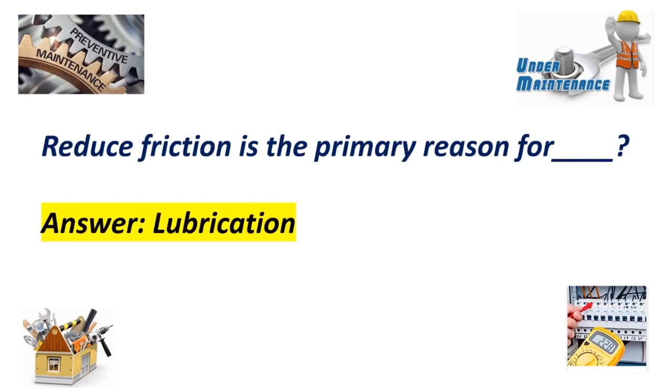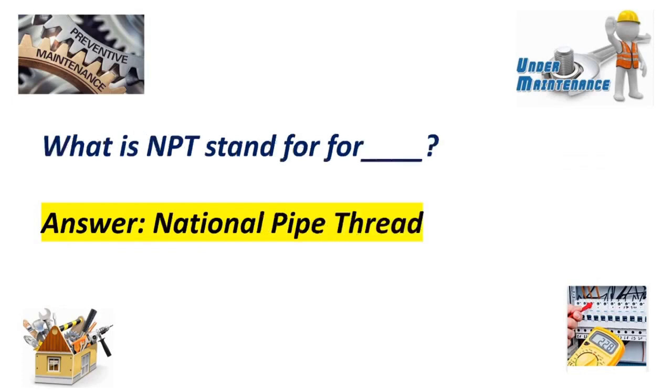Reduced friction is the primary reason for lubrication. What does NPT stand for? Answer: National Pipe Thread.